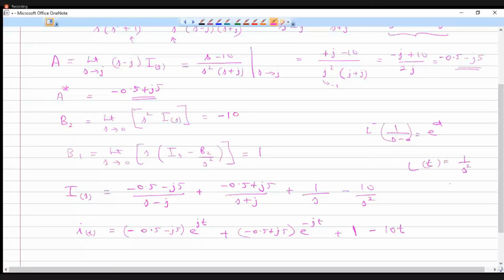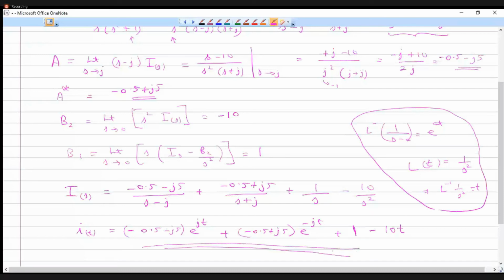So the Laplace inverse of 1 by s square is t. So these are the Laplace identities that we used to find out the inverse Laplace transform of this function. Okay, you can rearrange this and make it more beautiful. I am leaving it there. Any doubts?